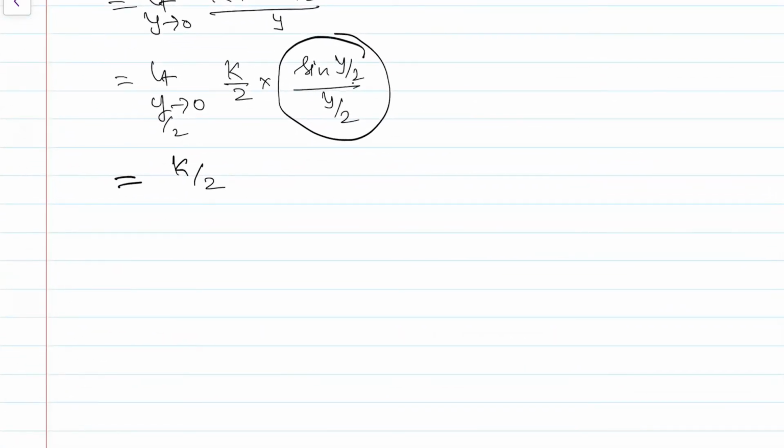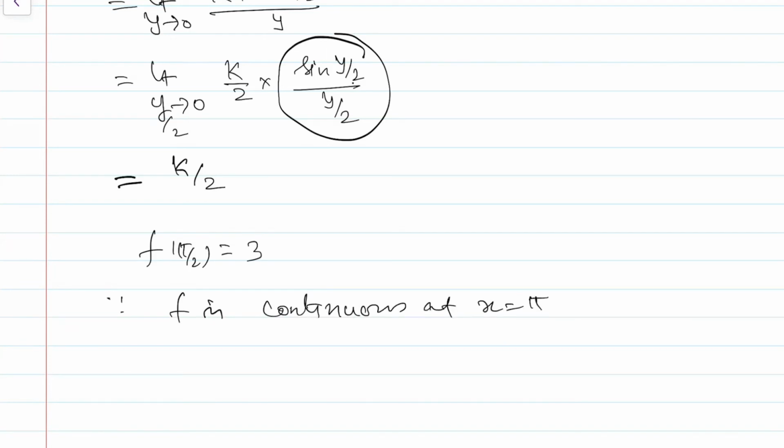Now let us find the value. The value f(pi by 2) is given as 3. This is given in the problem: f(x) is equal to 3 if x is pi by 2. Since f is continuous at x equal to pi by 2, the limit of the function and the value of the function both should be equal. The limit is k by 2, so k by 2 should be equal to 3. It implies k is equal to 6. This is the answer.